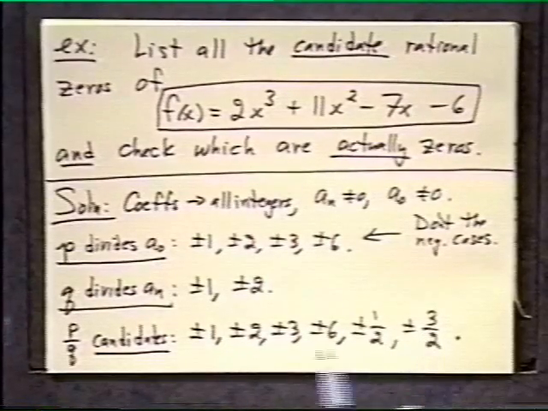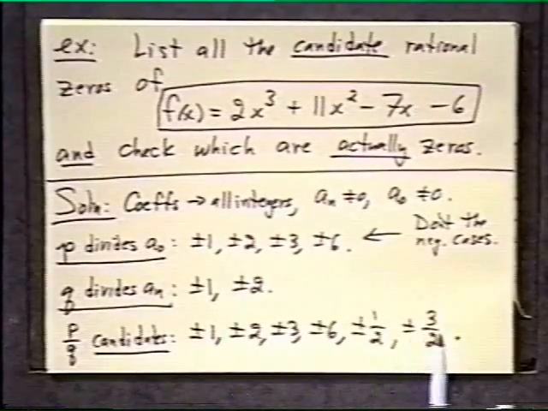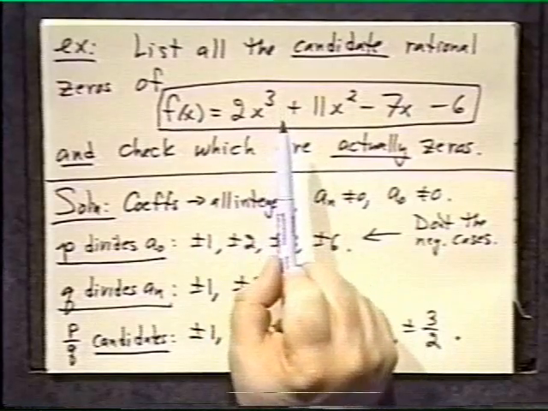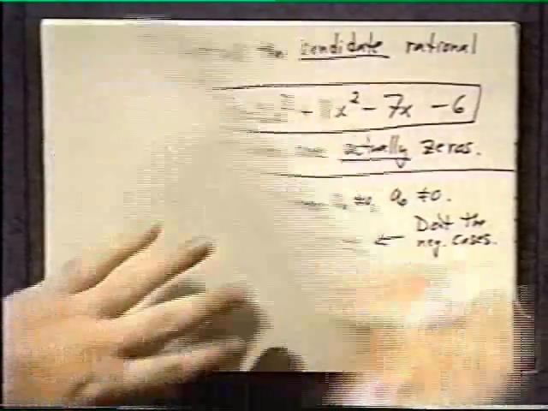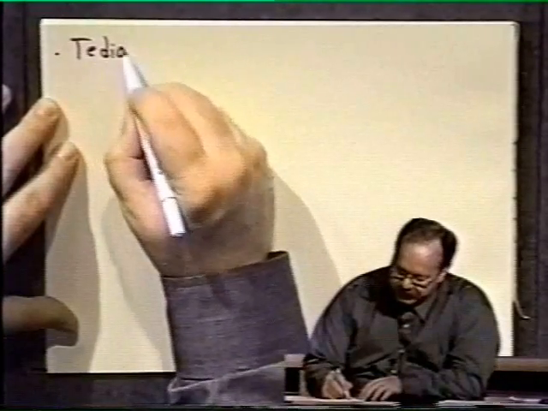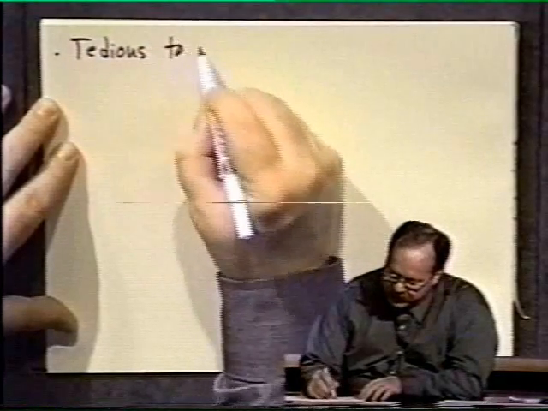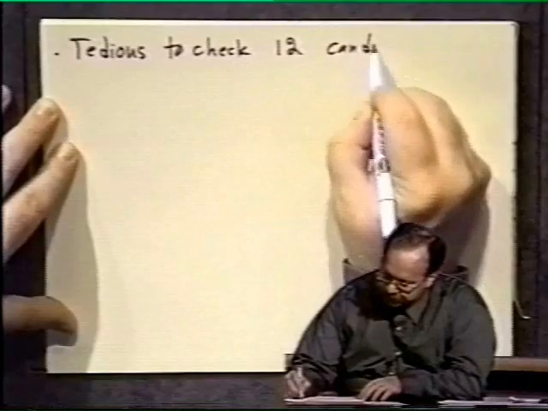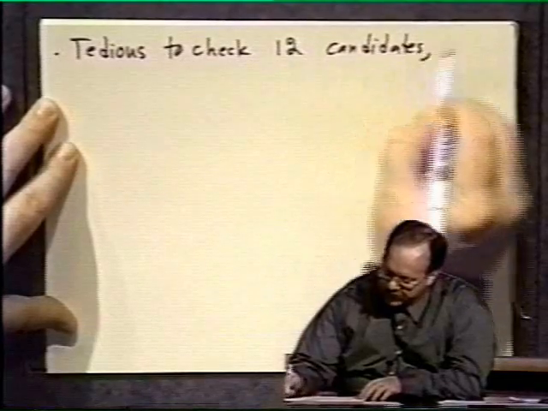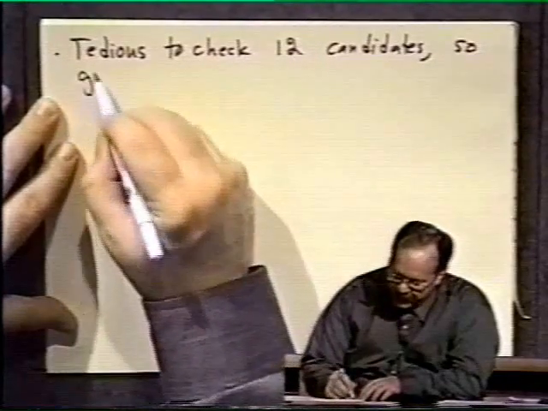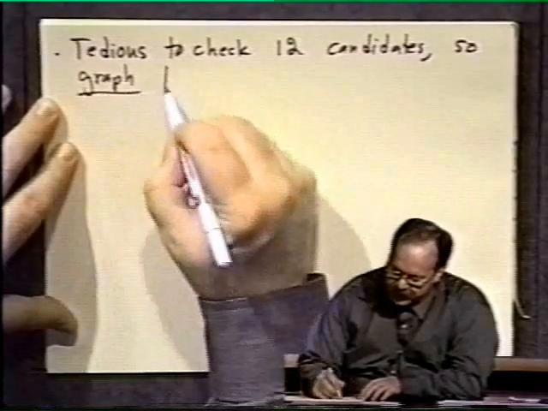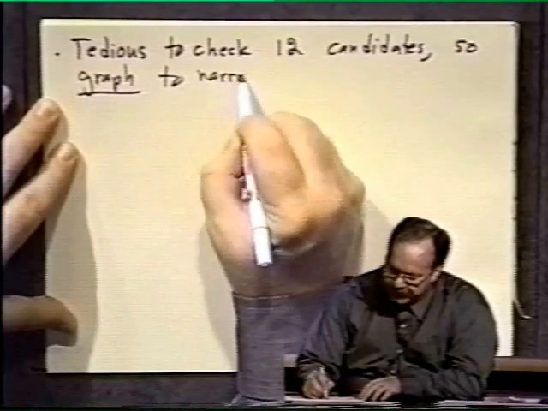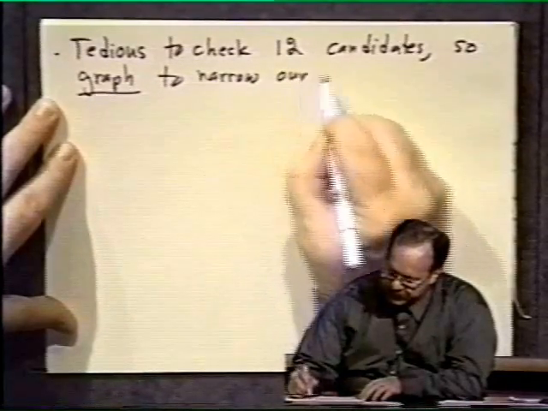It would be very tedious to try and substitute every one of these into the original expression. So I'm going to use what other information I know to help me reduce the tedium. So it's tedious to check 12 candidates. So we graph the function to help narrow our choices.